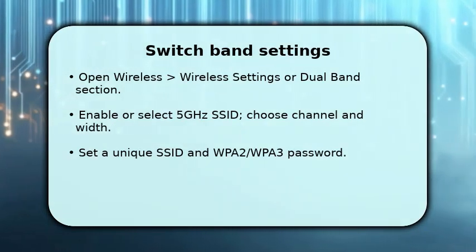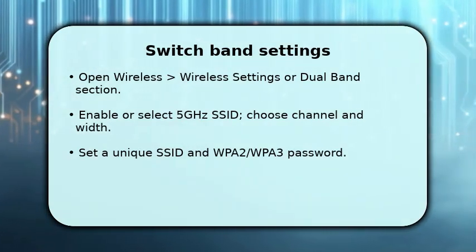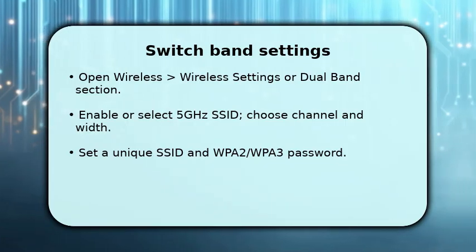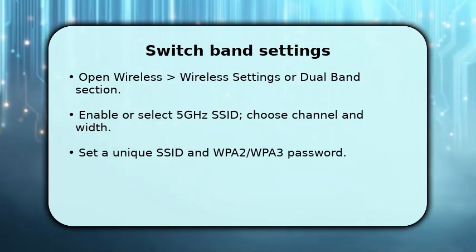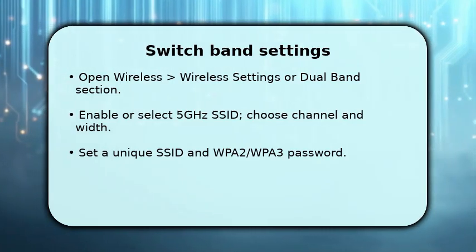In the wireless settings, locate the 5 GHz section. If it's disabled, enable it. Choose an operating channel and channel width. 40 or 80 MHz gives faster throughput but may increase interference.